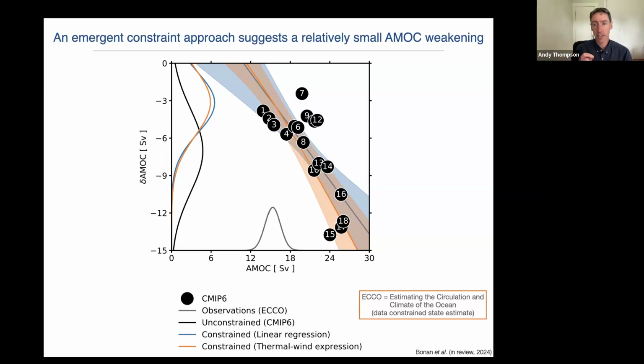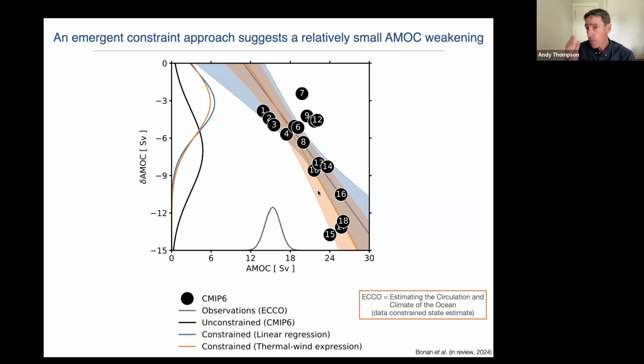And so when you have this physical relationship, you can use something called an emergent constraint approach. And the idea here is that if you can relate changes to current day properties, one can look at observations that give us information about those current day properties and constrain which models might be more realistic. So what I'm showing here now is on the x-axis the range of present day AMOC values as represented by the CMIP6 models. So those are these black dots, and they are plotted against the change in the AMOC under this perturbation. And here I'm just showing the moderate forcing scenario.